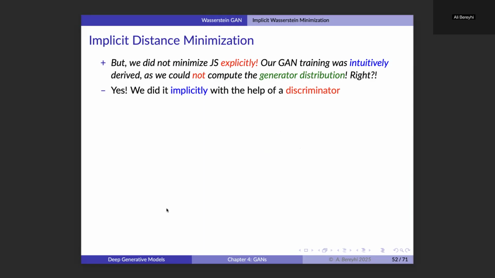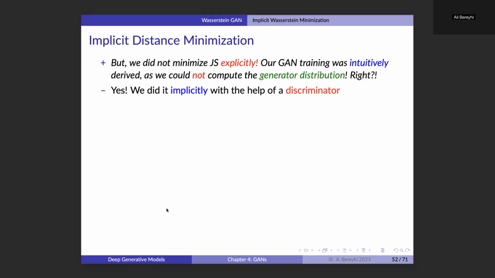And the question that might come to your mind is that it's true that we know vanilla GAN is minimizing JS, but we did not actually start with trying to minimize JS. We eventually started with this intuitive min-max game, and then we finally showed that this is equivalent to minimizing the JS. But here, we're not doing this. So how can we start from the output of the generator and somehow estimate the Wasserstein distance and then try to minimize it? So this is a big thing, right?